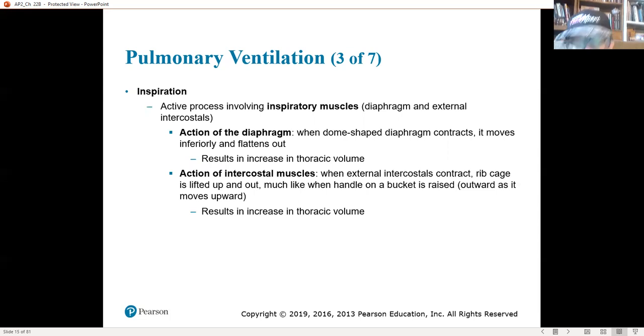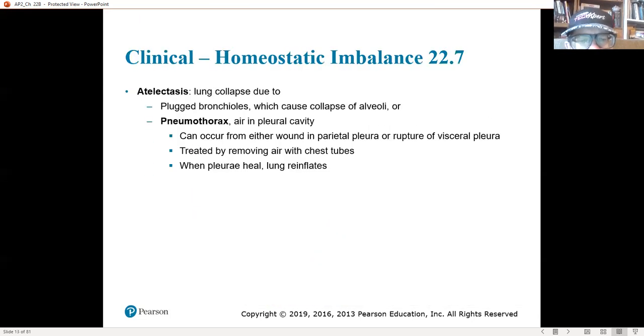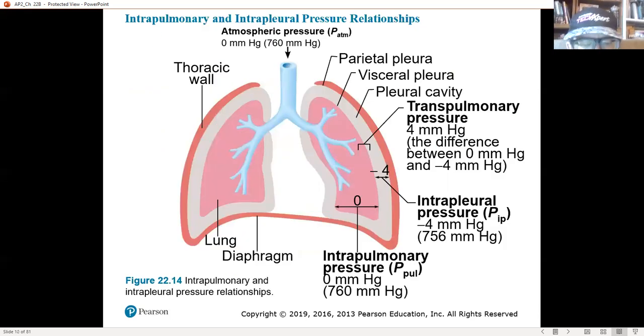Or it says a dome-shaped diaphragm. There's probably a picture coming up. Yeah, there's a picture, but it sucks. Let's go back to this picture. All right, you see the diaphragm in this picture, and you see how it sticks up there? That's the dome-shaped thing that they're talking about.